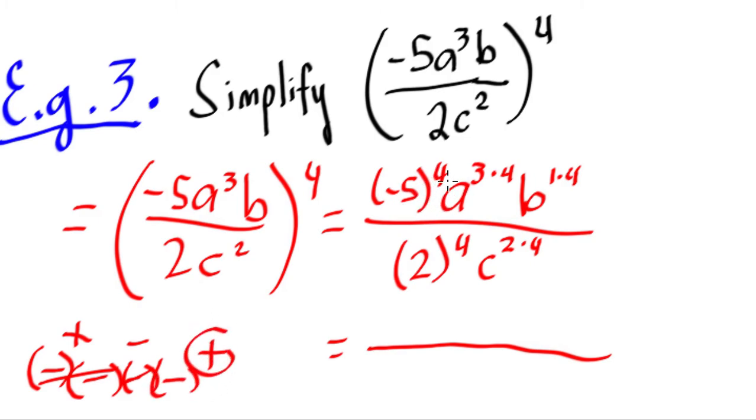So 5 raised to 4, try to think that on your own and try to operate that. So what we have is 625. And then we have a, 3 times 4 is 12, so that's a raised to 12. And then b is going to be 1 times 4.